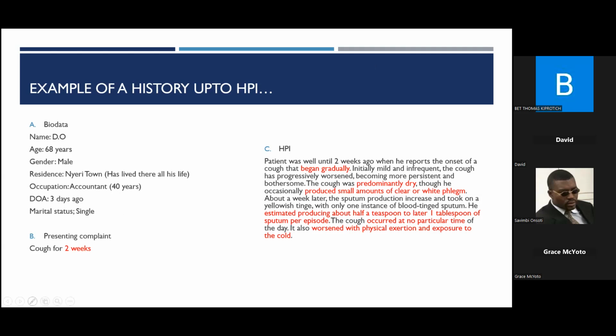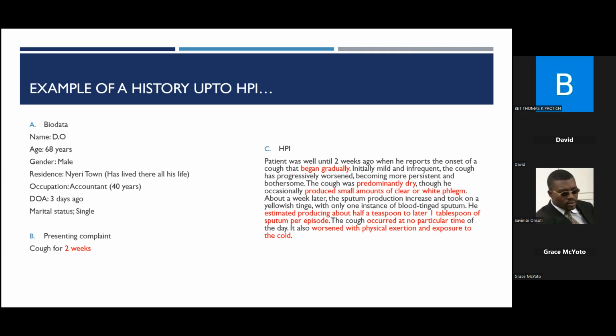Yes. Right. So here we have the biodata. This captures important points. Name, age. Age is very important because there are some conditions that are predominant in certain age groups. Gender is also important because some conditions have a preference for one gender. Residence, like David said earlier, is very important because this can give you an idea of what risk factors they are exposed to.